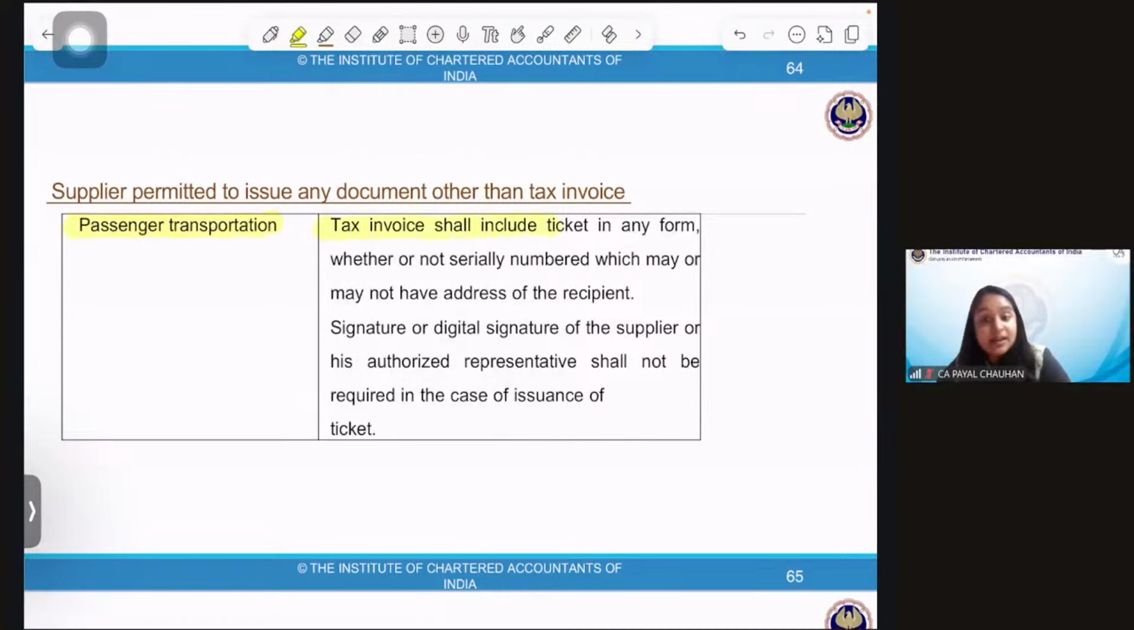A tax invoice shall include a ticket in any form, whether or not serially numbered, which may or may not have the address of the recipient. It doesn't have, right? Perfect. Signature or digital signature of the supplier or his authorized representative shall not be required, and the ticket doesn't have a signature also. So it is telling that in case of tickets, the serial number is not required, the digital signature is not required, the address of the recipient is not required.